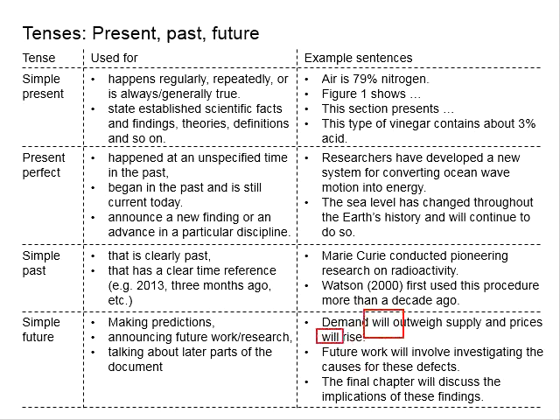The "will" here is the simple future tense, and you are predicting that demand will increase and outweigh the supply, and as a result, the price will increase. Or the second example sentence: future work will involve investigating the causes of these defects. Now you are announcing your future work at the particular instance that you are writing the technical paper.